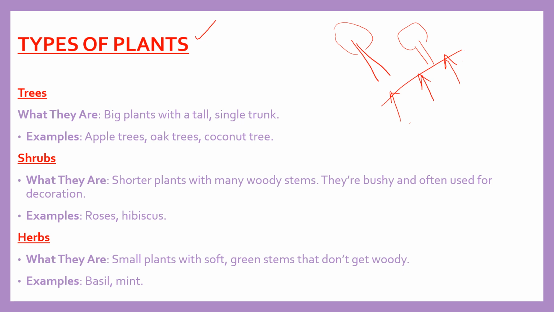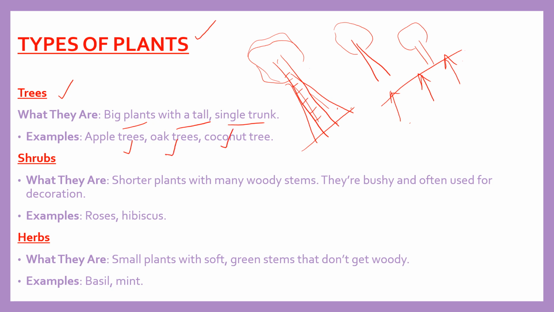So what is this? Trees. What are trees? Trees are big plants with a tall single trunk. So they are big plants. You will be seeing this coconut tree and mango tree, right? They will be tall and they will have a single trunk. Okay, you will see that this is very thick, right? So this trunk, those are called as trees. What are the examples? Apple trees, oak trees, coconut tree.